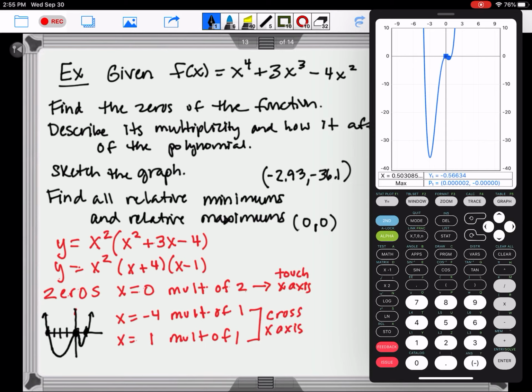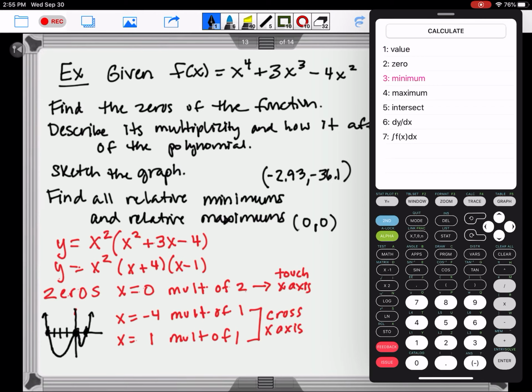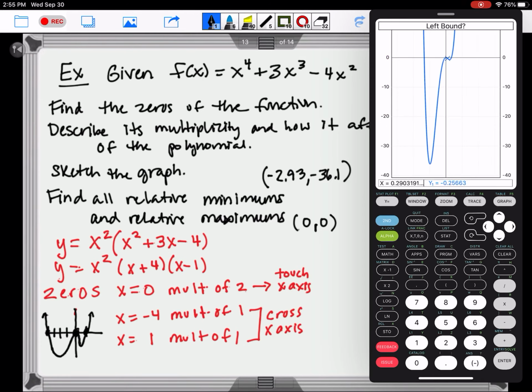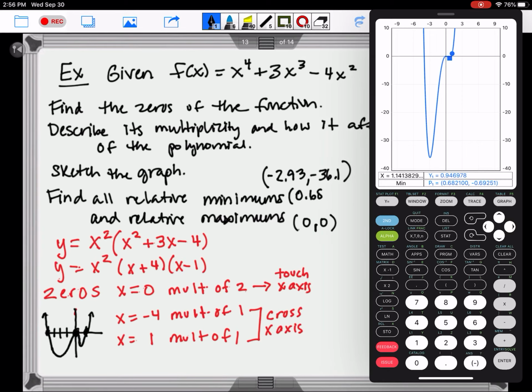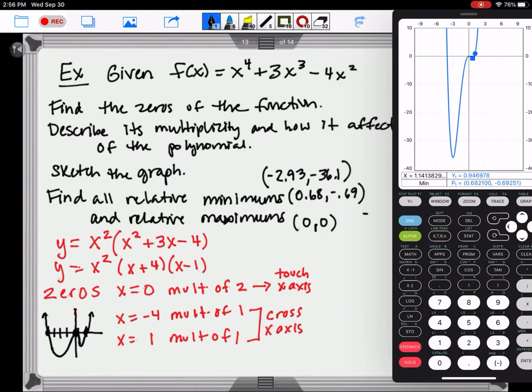And then I'm going to have one more minimum. So I need to calculate that minimum. I need to get to the left of the minimum, to the right of the minimum, shimmy back, push enter again, and you're going to get your minimum at 0.68 and negative 0.69. Okay. Notice this one has 3 turning points. Okay. All right, I think that about does it for our video.